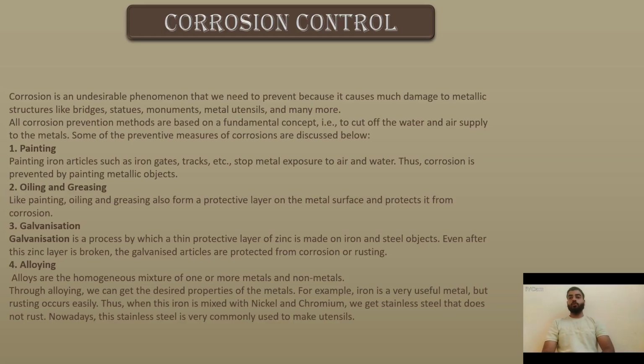Corrosion control. Corrosion is an undesirable phenomenon that we need to prevent because it causes much damage to metallic structures like bridges, statues, monuments, metal utensils, and many more. All corrosion prevention methods are based on a fundamental concept, that is to cut off the water and air supply to the metal. Some of the preventive measures of corrosion are discussed below. Painting. Painting iron articles such as iron gates, tracks, etc. stops metal exposure to air and water. Thus, corrosion is prevented by painting metallic objects.